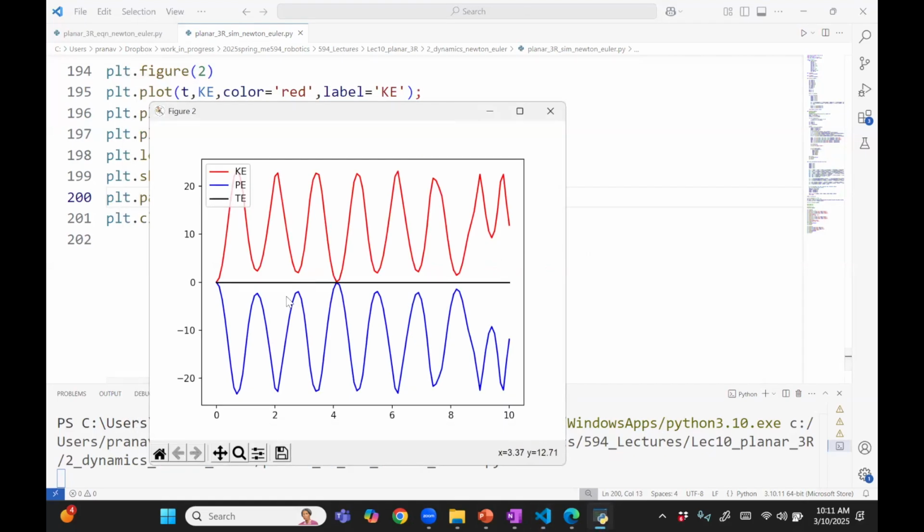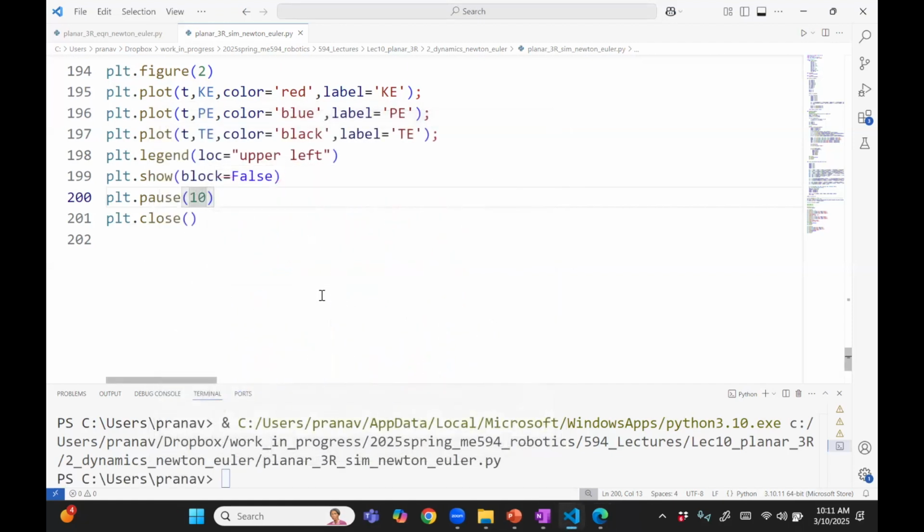You can see that the black line is the total energy, it's constant. The potential and kinetic energy sum up to zero for the total energy. So that's kind of important. That's how you check the equations. If there's no damping, no dissipation, no external torques, then the sum of the K and P is zero. It's one way to check the equations.